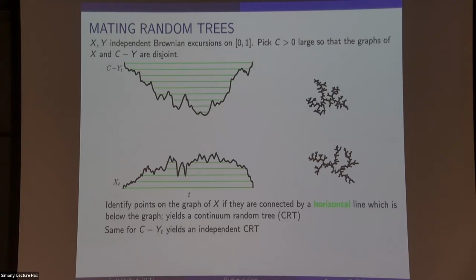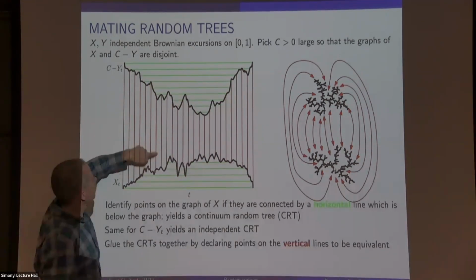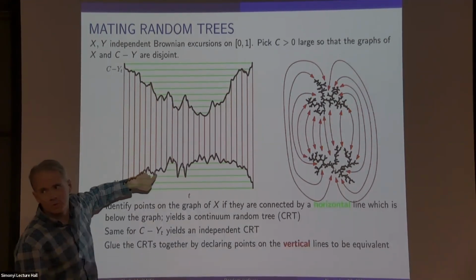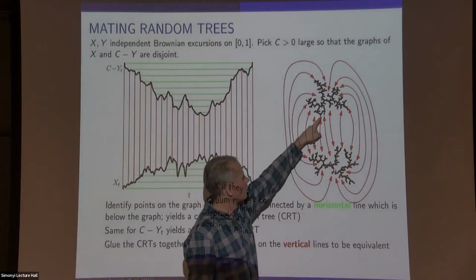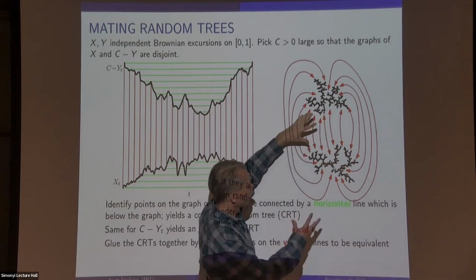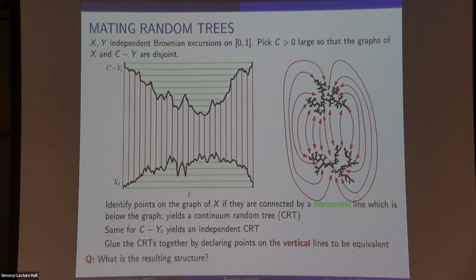And now I'm going to draw vertical lines. So I'm going to identify points on the top tree with points on the bottom tree according to these lines. So I'll consider them equivalent. And so you can imagine that's what's going on with these arrows. These two trees are being glued together, as in that Julia set picture I showed. And the resulting structure becomes a sphere with a space-filling path, and we call that a piano sphere.